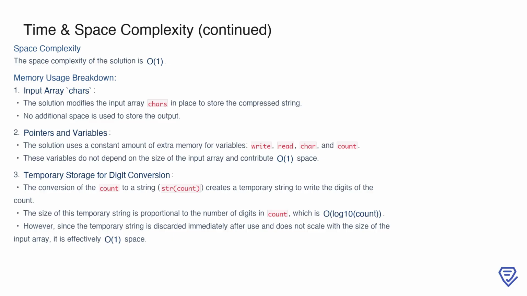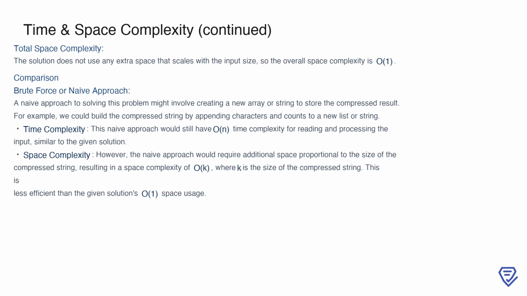Additionally, when converting the count to a string using str(count), a temporary string is created to store the digits of the count. The size of this temporary string is proportional to the number of digits in the count, or O(log10(count)). However, since this string is discarded immediately after use and does not scale with the size of the input array, it is effectively O(1) in terms of space. Thus, the overall space complexity remains O(1). To summarize, the solution does not use any extra space that grows with the input size, so the total space complexity is O(1).